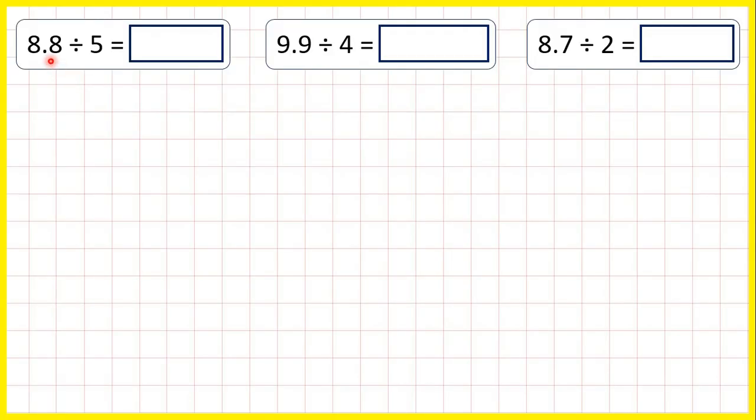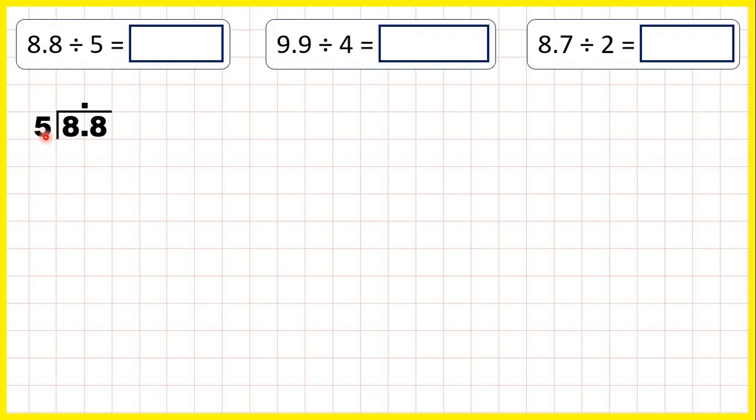Now we're dividing a decimal with tenths by a whole number. But in these questions, our answer will have more than one decimal place, so more than one digit after the decimal point. So first, we have 8.8 divided by 5. We can copy the decimal point up into our answer.